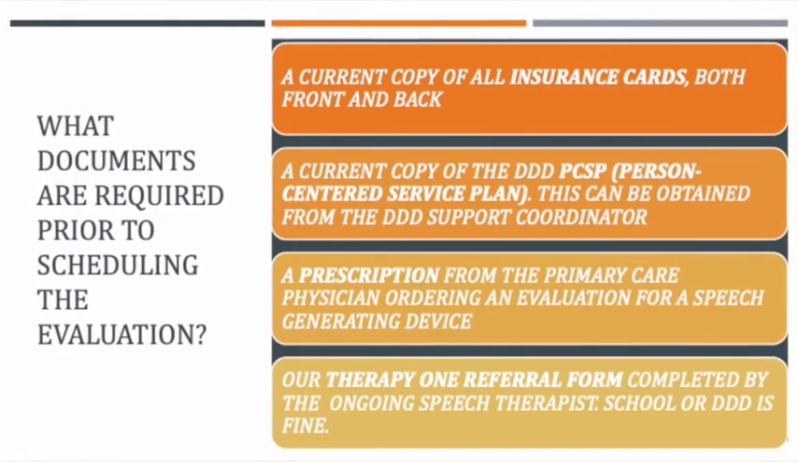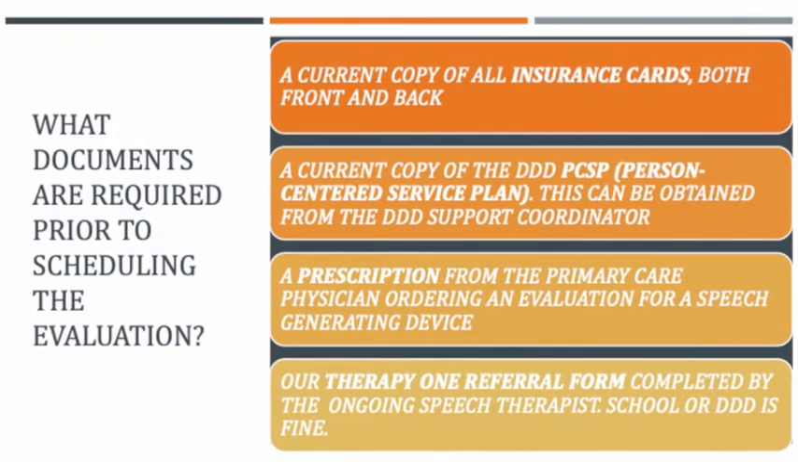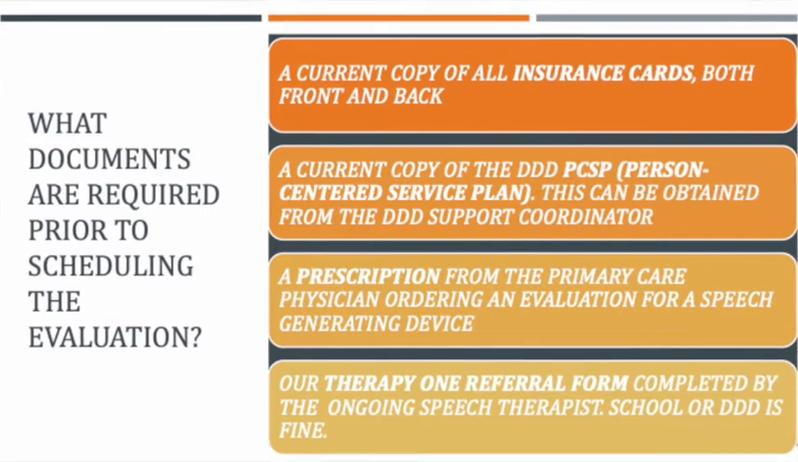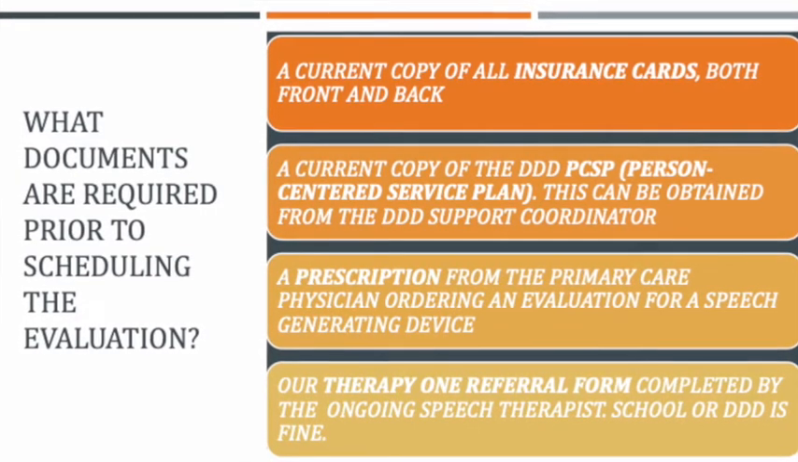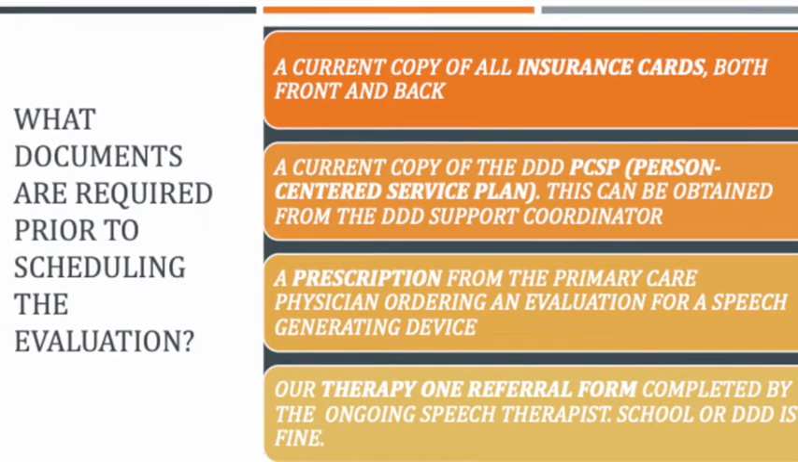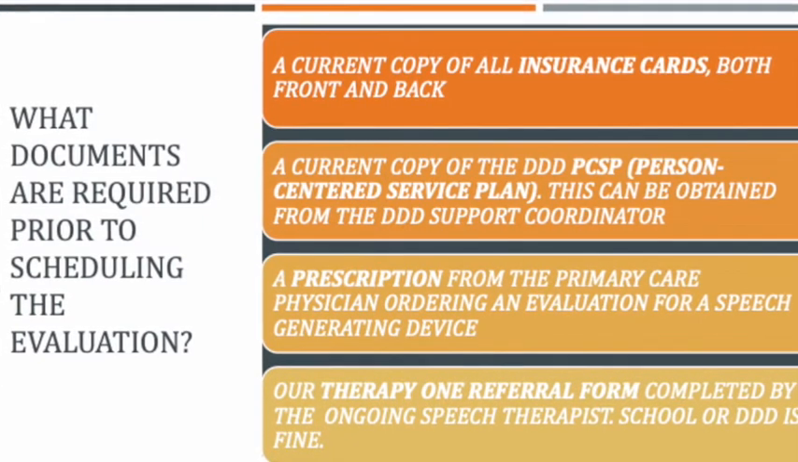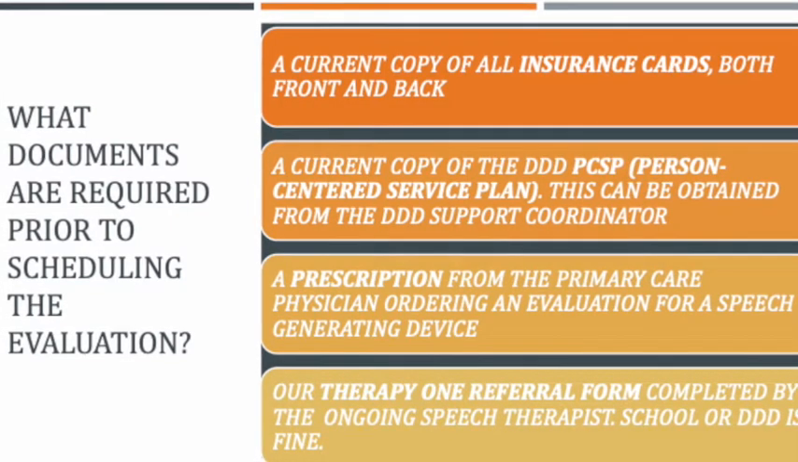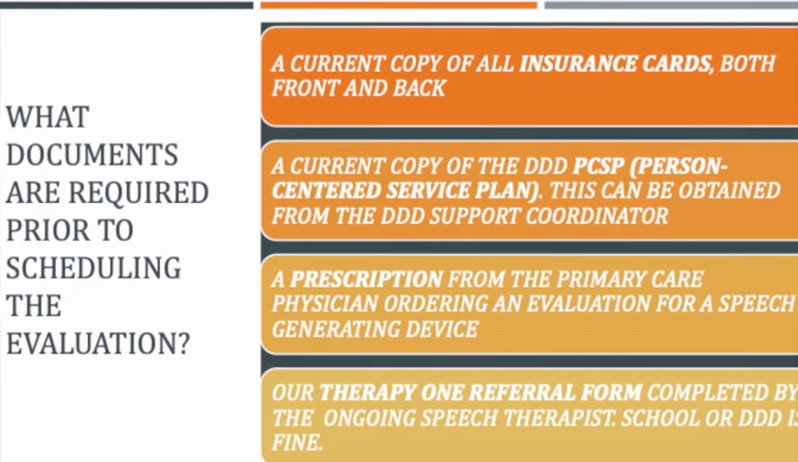If you are a speech therapist, often the speech agency should have a copy of the PCSP on file anyway. The third item would be a prescription, stating something along the lines of an evaluation for a speech generating device. And then the fourth item would be a referral from the SLP. So essentially that's 1, current copy of insurance card, 2, PCSP, 3, prescription, and 4, the referral from the ongoing speech therapist. If there is no ongoing speech therapist, that's something we can discuss with the family on a case-by-case basis, to see who would actually fill out the referral.